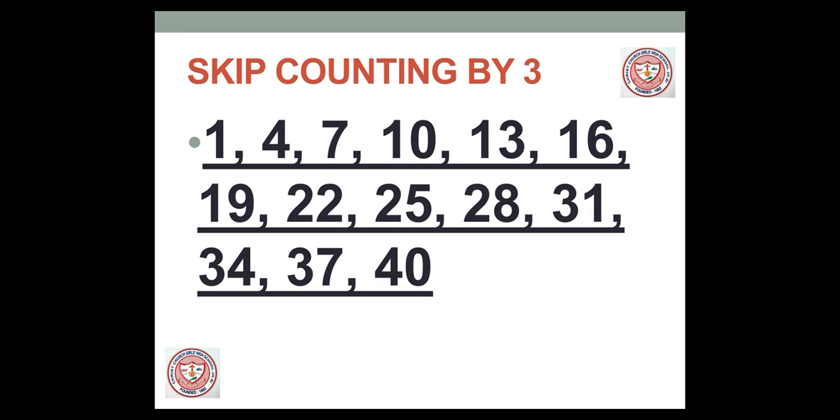Skip counting by 3. Here we add number 3 for each step of counting. Suppose we start counting from 1. Then skipping the count by 3 for each step we can write as 1, 4, 7, 10, 13, 16, 19, 22, 25, 28, 31, 34, 37, 40 and so on. In skip counting by threes, we get both even and odd numbers.